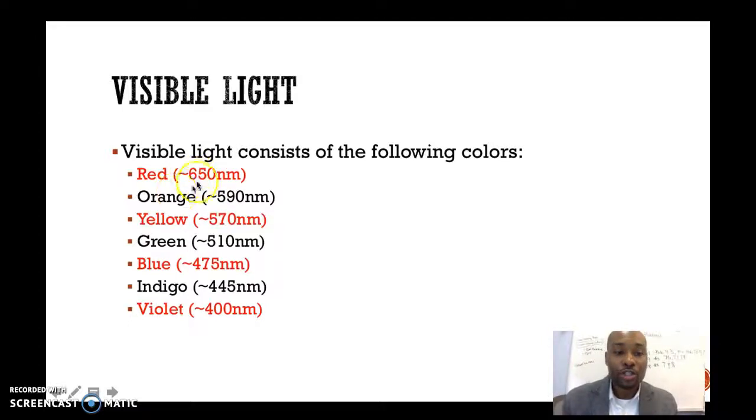So it's important to note that out of all of the colors within visible light, red has the largest wavelength, but it's the least dangerous in a sense. Whereas violet has the smallest wavelength within the visible light range, but it's actually more dangerous in terms of how much damage it can cause.